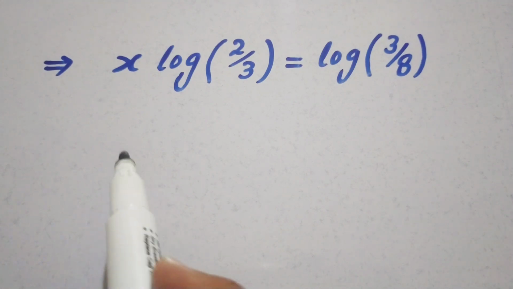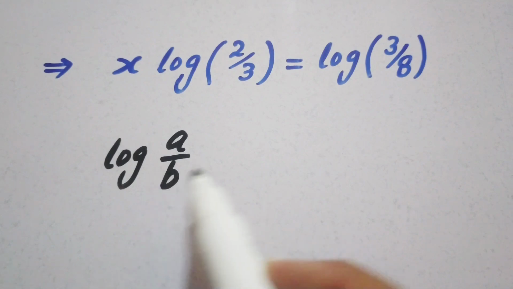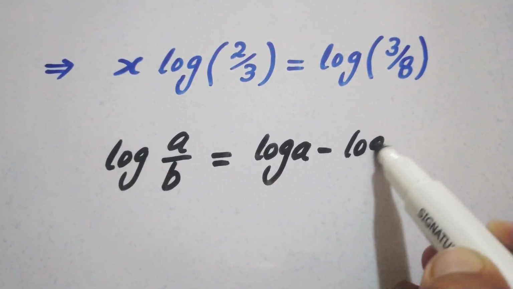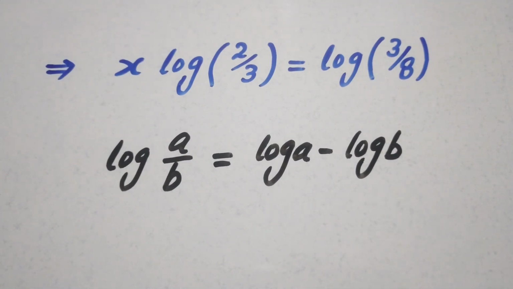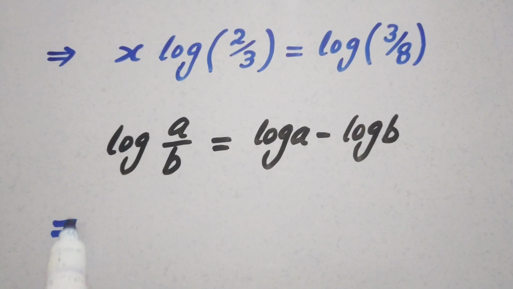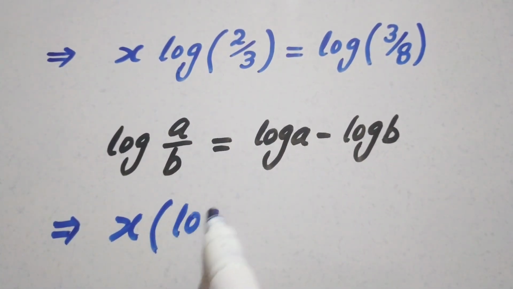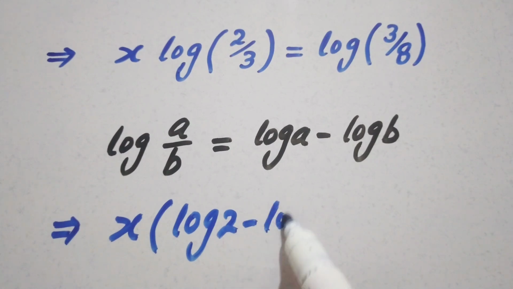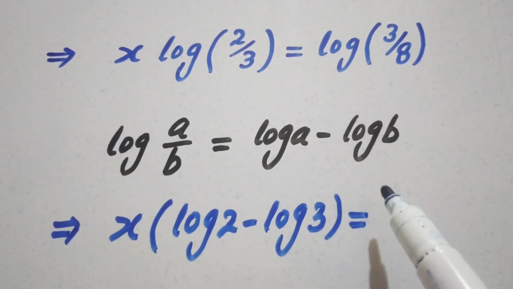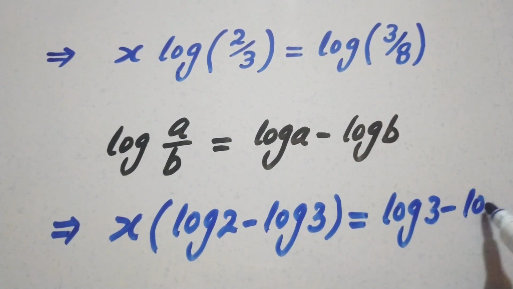Another logarithmic property, that if we have log of a divided by b, this is equal to log of a minus log of b. So using this property, the above equation will become x log of 2 divided by 3, this will be equal to log of 2 minus log of 3, and at the right hand side, this will become log of 3 minus log of 8.